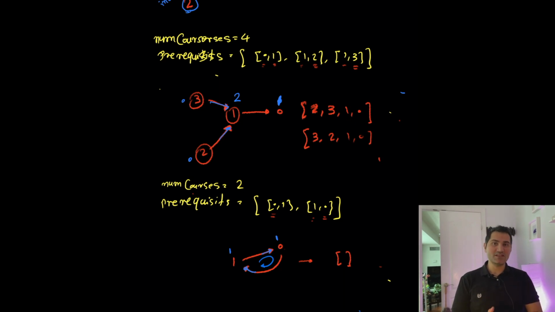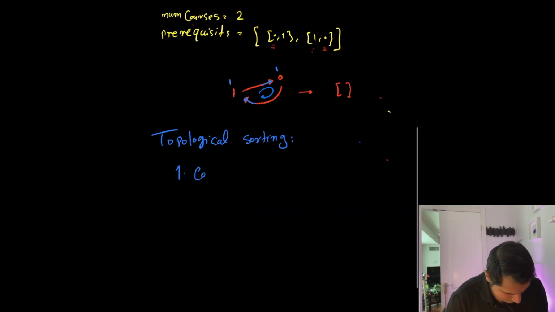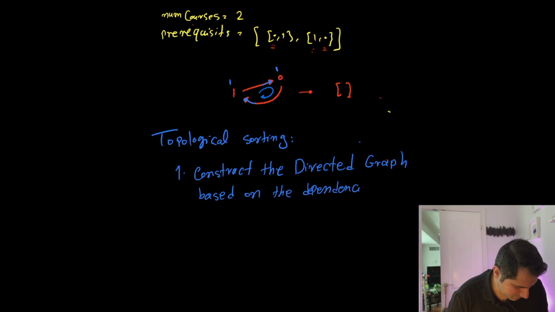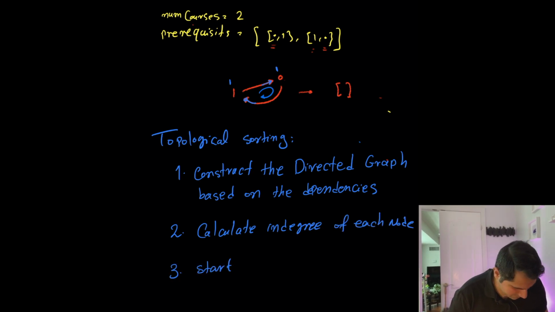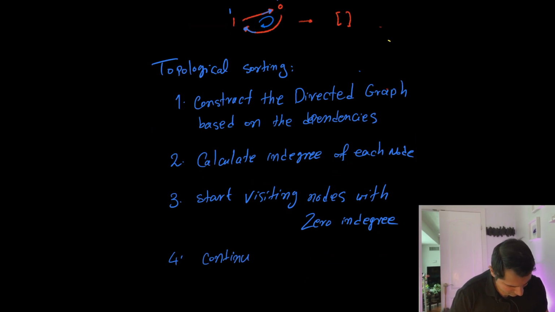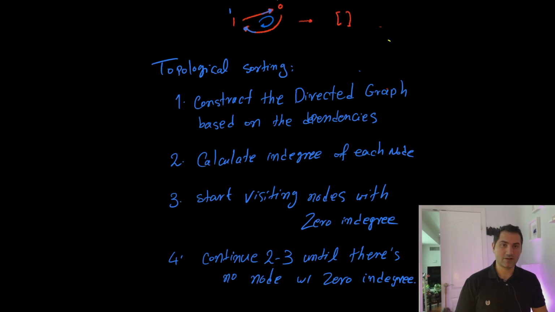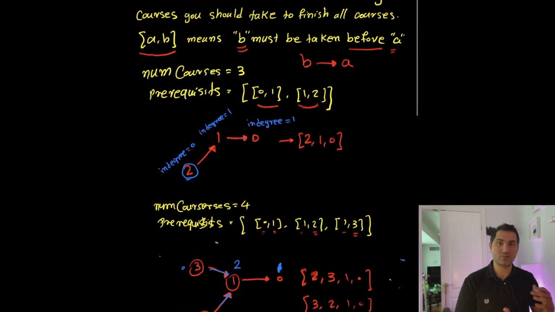So in topological sort, what we do is we first construct the directed graph based on the dependencies or prerequisites. Then we calculate the in degree of each node, and then we start visiting nodes with 0 in degree. And then we continue steps 2 to 3 until there's no node with 0 in degree. Okay, so now let's apply this topological sort algorithm to these examples.